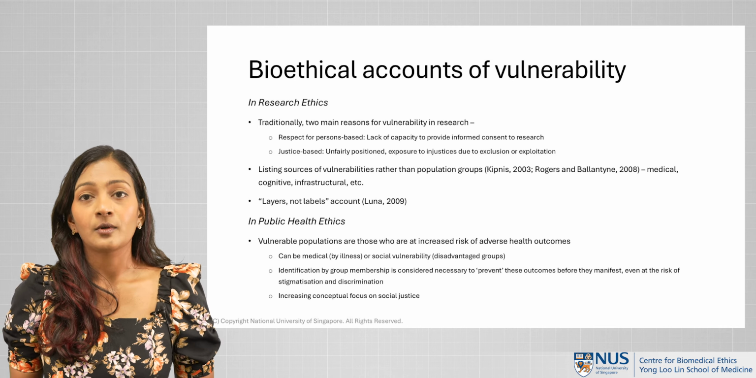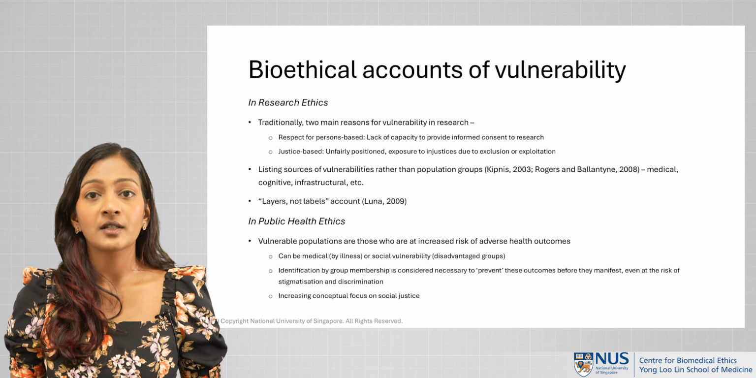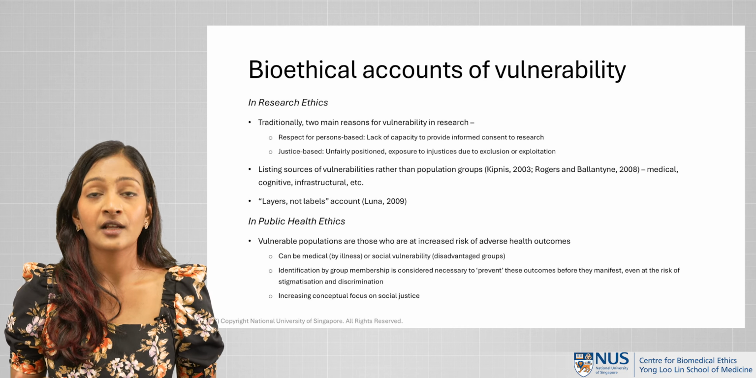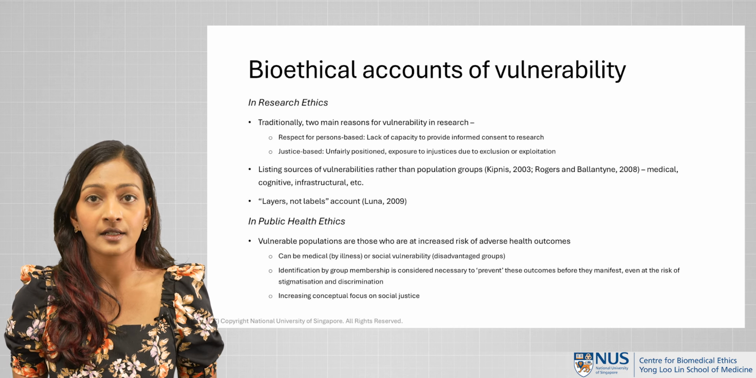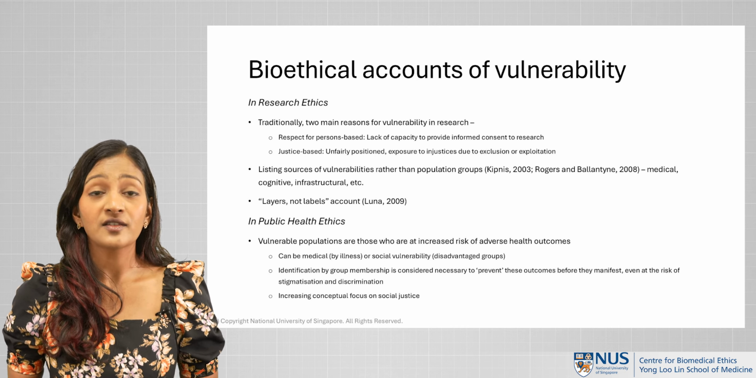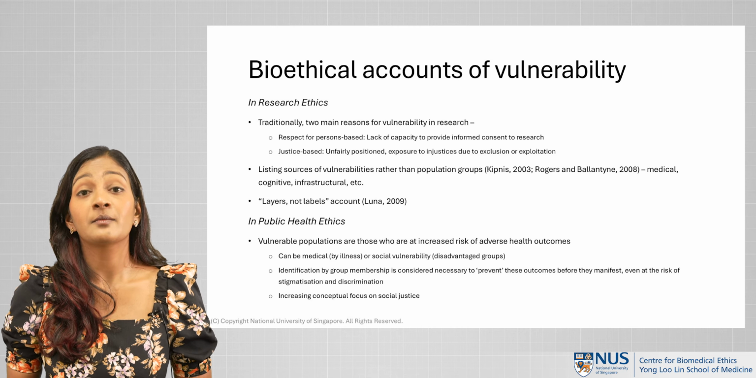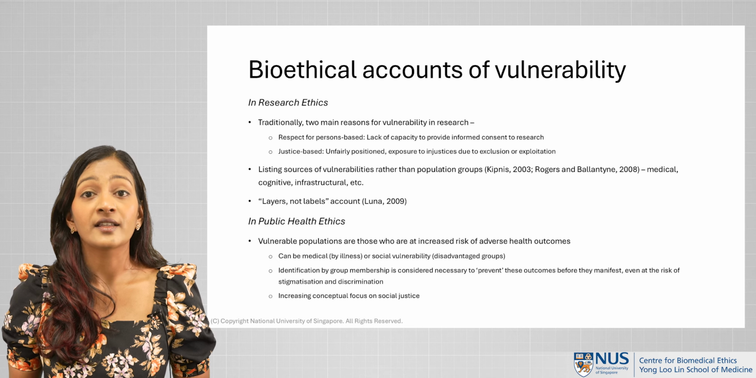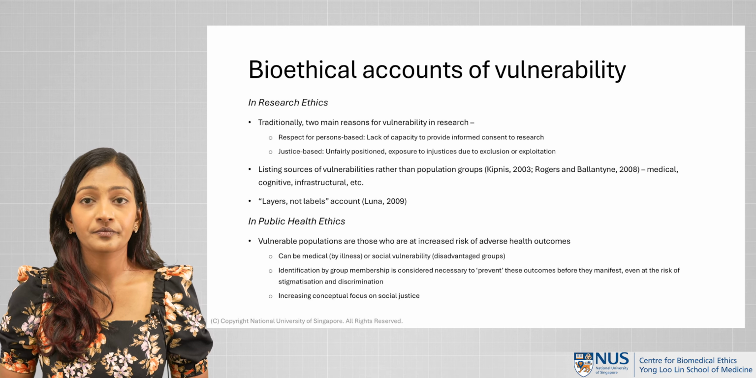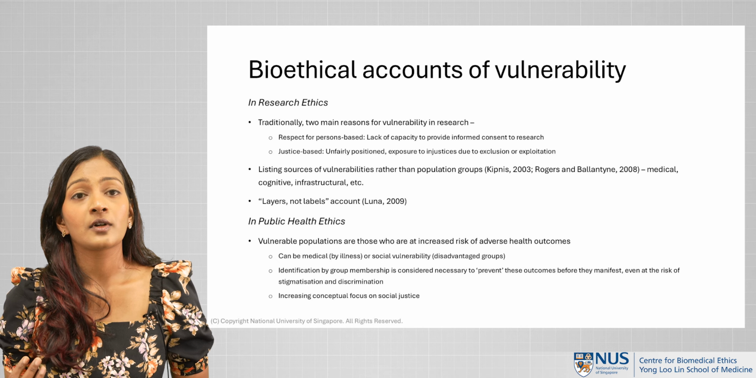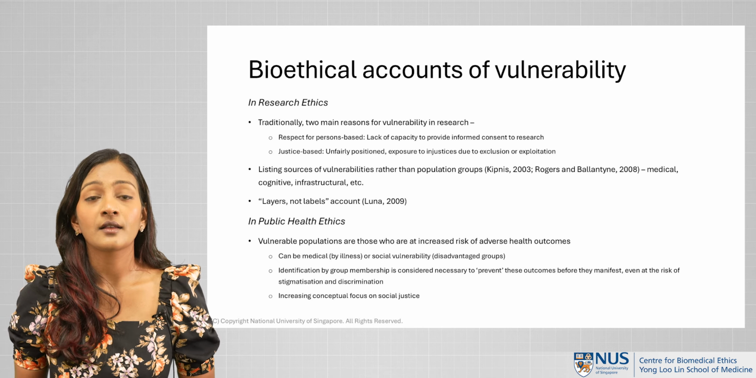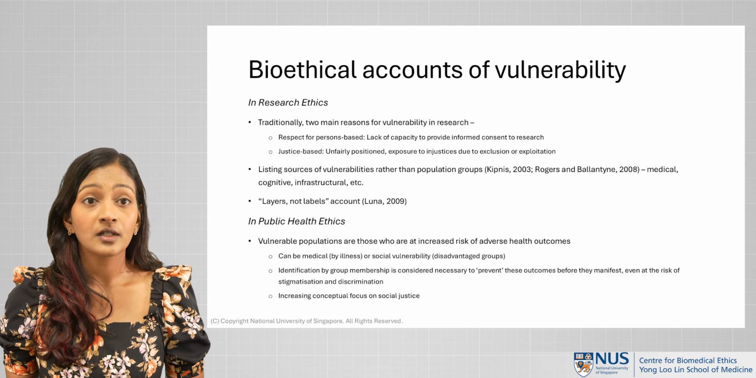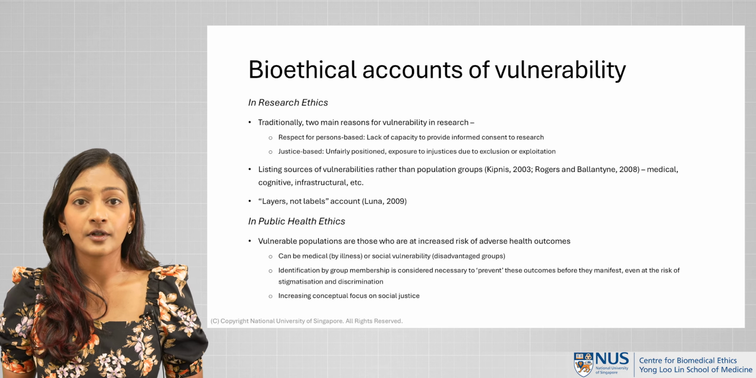When certain people lack capacity to provide informed consent to research, these people have to be protected from the potential pitfalls of participating in research. Two, we have justice-based reasons. Certain people are simply unfairly positioned. They're exposed to injustices due to exclusion or exploitation. Some approaches include listing sources of vulnerabilities rather than population groups as a whole. These sources could be medical, cognitive, infrastructural, etc.